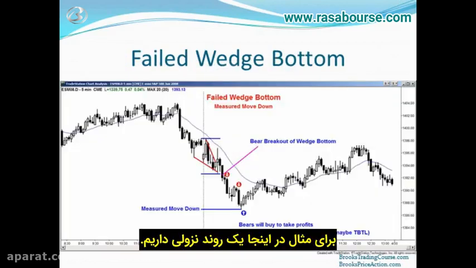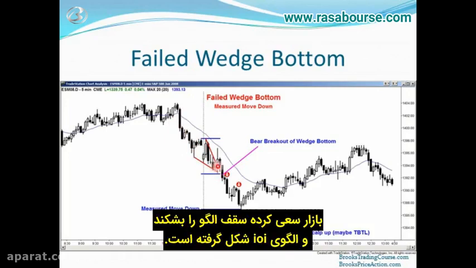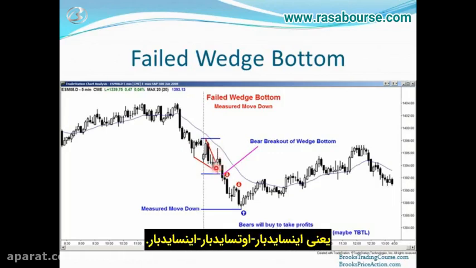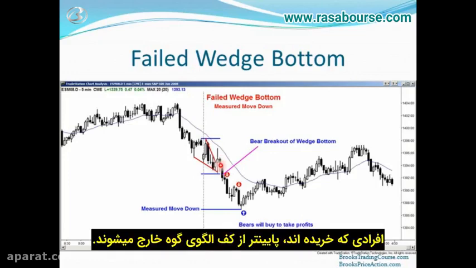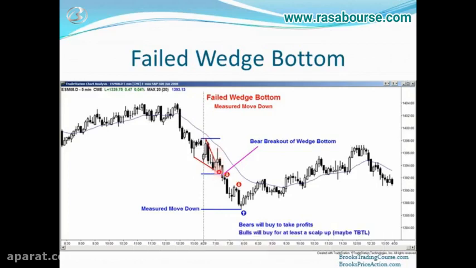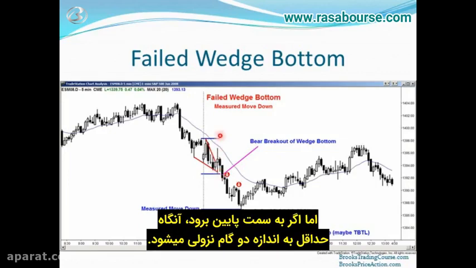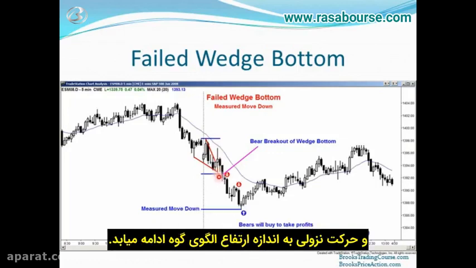So for example, here's a bear trend and a wedge bottom with a decent bull inside bar for the signal bar. It tried to break out of the top, and now we have an IOI pattern, an inside bar, outside bar, inside bar with a bear body. The bulls who are long in here will exit below the bottom of the wedge, the bottom of this outside bar. Bears will look at this and say, this should go up. If it goes down, it probably will go down at least 2 legs, and at least for a measured move based on the height of the wedge.